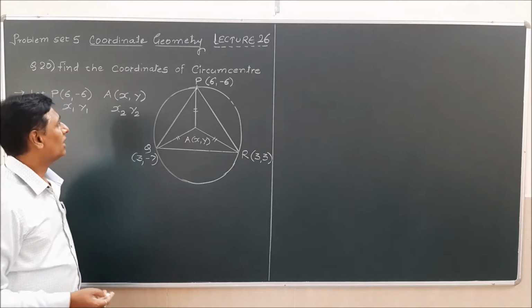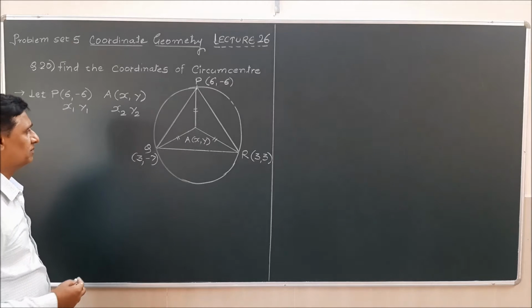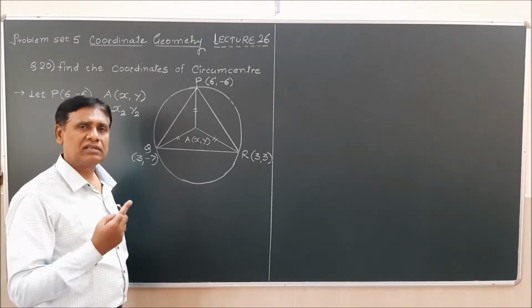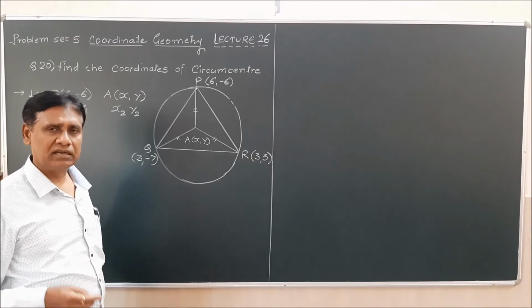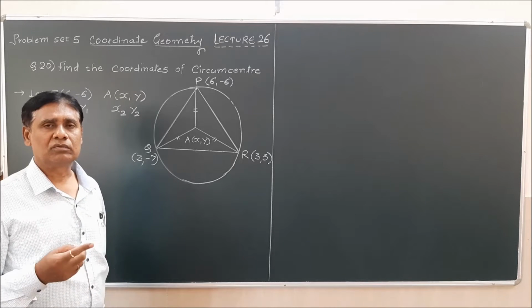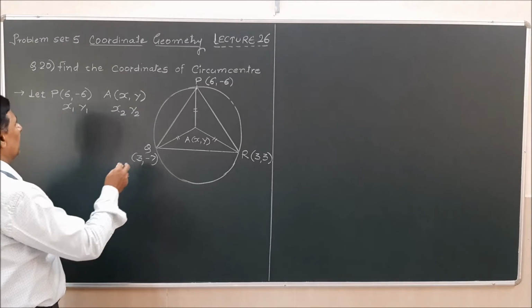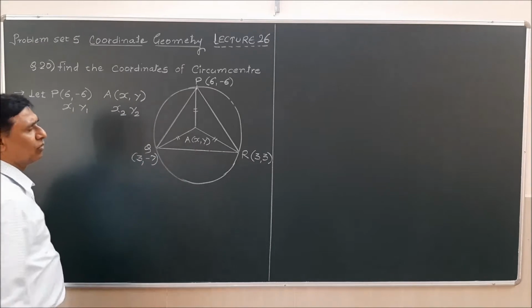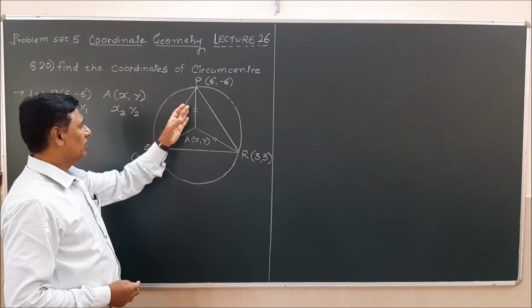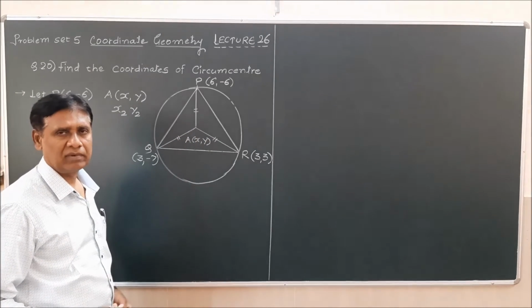So let's see here. In question number 20, the question is to find the coordinates of the circumcenter. I have already explained what is meant by circumcenter: the center of a circle which is passing through the vertices of the triangle. So I have taken A(x1, y1) as the coordinates of the circumcenter. Now I will find the value of AP, AQ, and AR. We have done the sum like this.